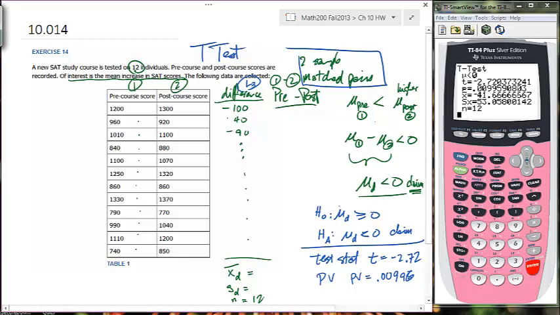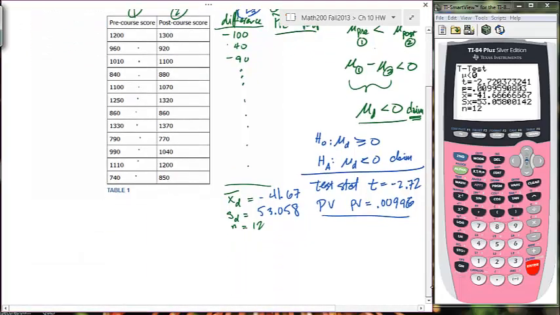If we needed to, if we were asked, we have our x bar, our xd bar, which is negative 41.667. And our standard deviation for our sample is 53.058. And then we have n is equal to 12. Alright, let's finish this up.